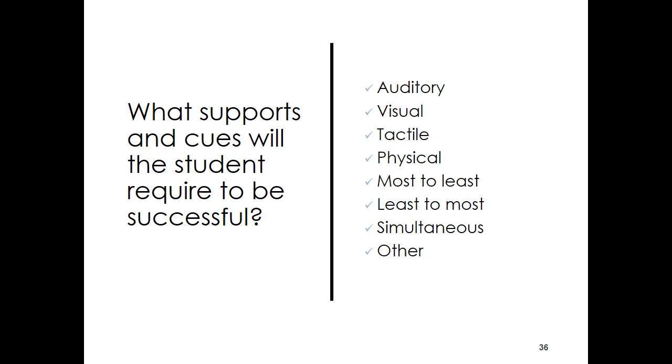Sometimes it's a matter of just sensory information: auditory, visual, tactile, physical, most to least. Different types of cues and supports can be embedded within the environment for that student to be successful in order to either A, utilize that device properly, or B, prompts for utilization of technology.